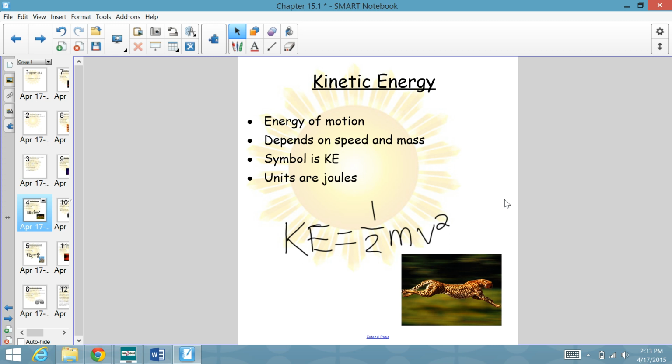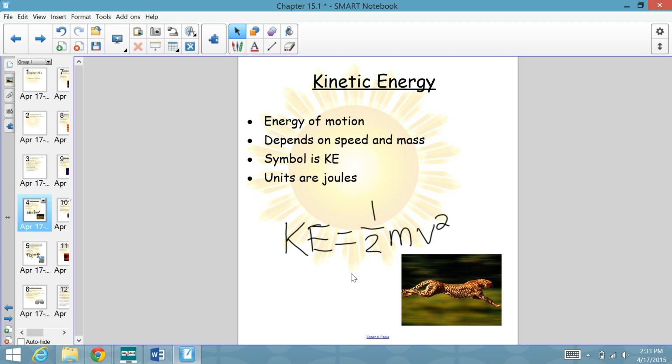The symbol for kinetic energy is just Ke, and the units are joules. So all forms of energy and work are measured in joules. Kinetic energy itself has an equation, and that is Ke is equal to 1/2 times the mass times the velocity squared of an object. And it's very important that it's velocity squared, not the whole thing squared.